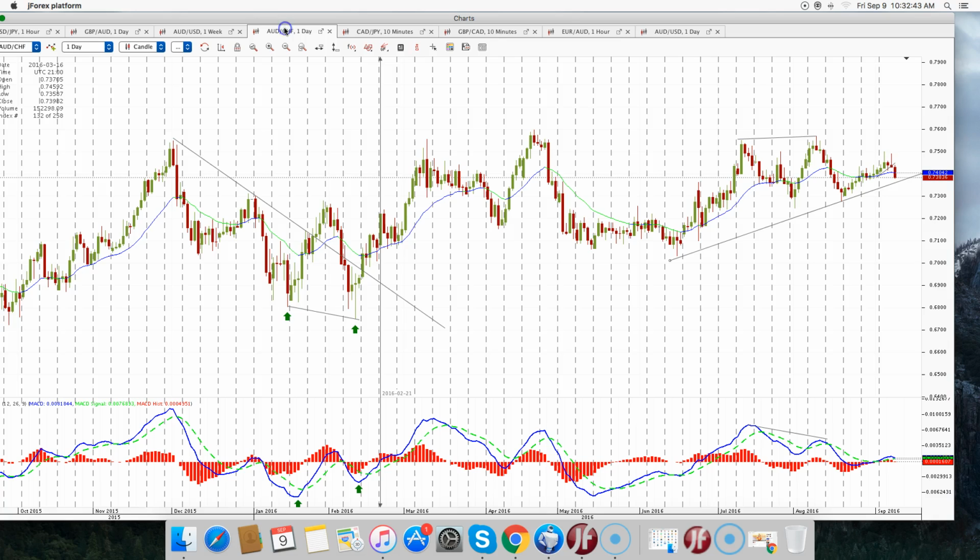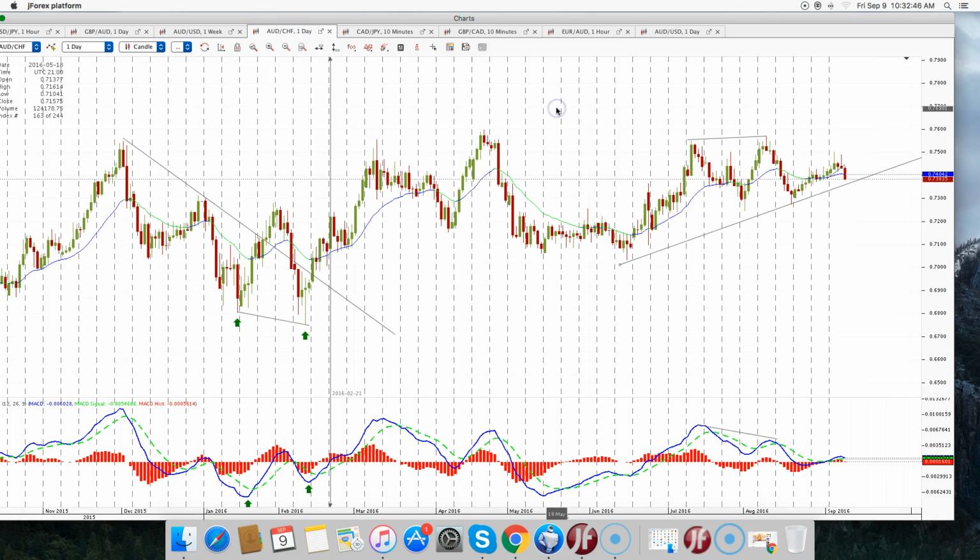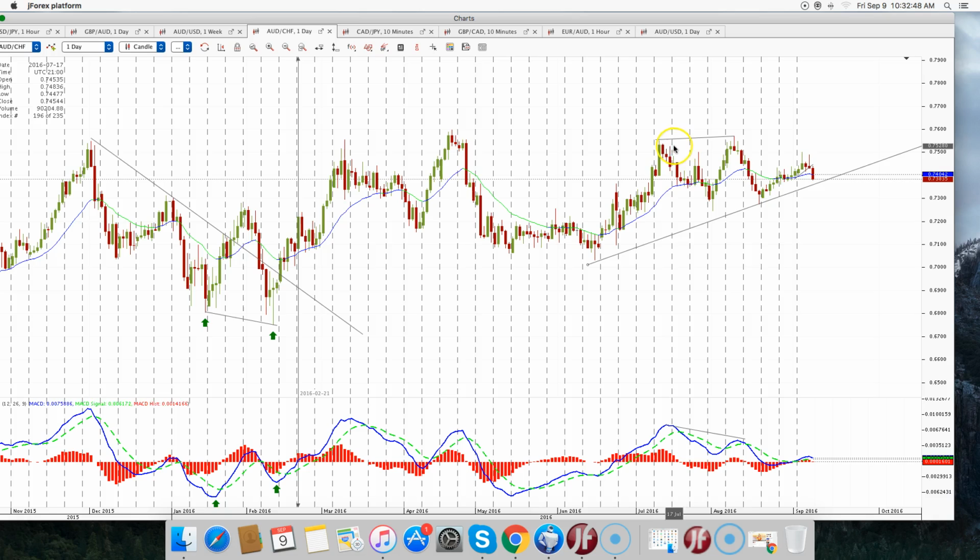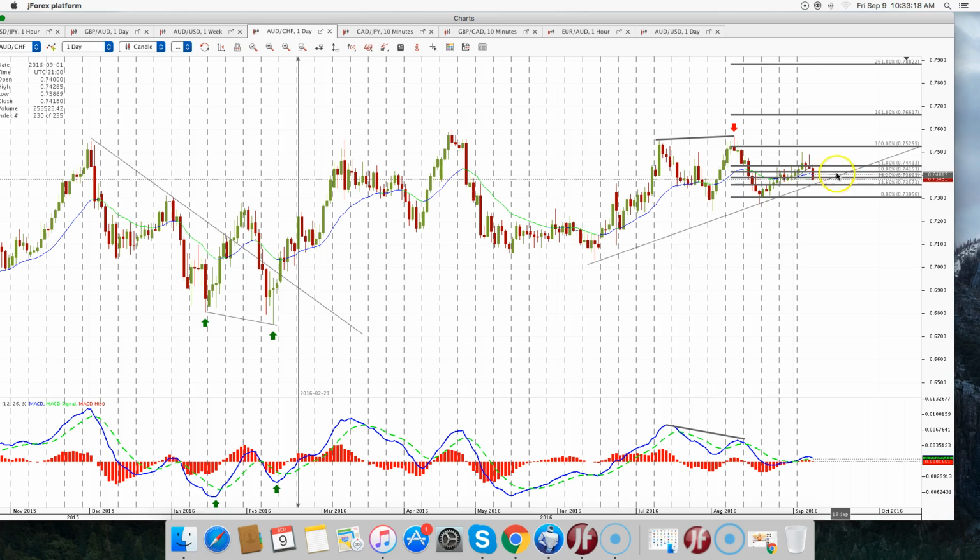The other one, I think, when I sent the signal out, was the Aussie Swiss. And again, we have divergence. Just highlight these. We have swing points that are going higher, and we have wave patterns that are going lower. So we have divergence on the daily chart. Then we take our Fibonacci tool, draw it from the swing high to the swing low, and we have price rejecting that 61% retracement level.